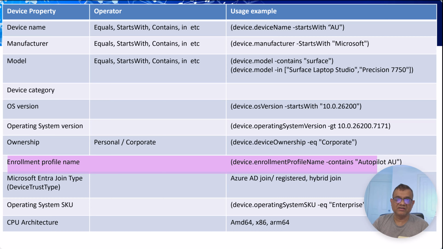And the interesting thing is the operating system SKU. Based upon that, professional, enterprise, professional for workstation, those options are also available. You can specify using this filter. And finally, the CPU architecture: AMD64, x86 and ARM64. These three options are available. So let's see how we can utilize.